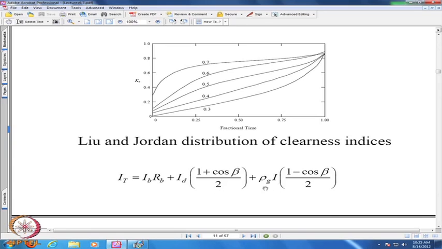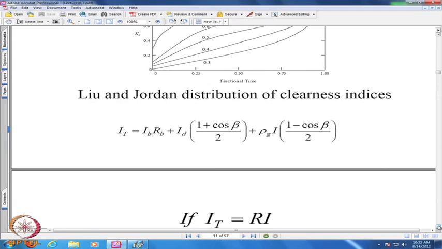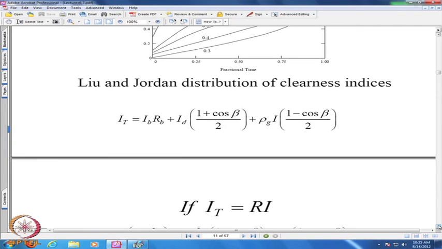ground reflected component. Rho g is the ground reflectivity, which has a usual value of 0.2, and for a snow covered ground it is as high as 0.7. The factor 1 plus cos beta by 2 is arrived at if you assume the sky diffuse radiation to be isotropic. It will be the sectoral part that is intercepted by the radiation falling on the tilted surface with a slope beta. You can see if beta is set equal to 0, it will be 1 plus 1, 2 by 2 equal to 1. That means all the isotropic diffuse radiation will be received by a horizontal plane, and similarly if beta is equal to pi by 2, a vertical surface, half of it will be received. And of course, again if beta is set equal to 0, this will be 0. In other words, a horizontal plane will not receive any reflected radiation from the ground, which is also horizontal.